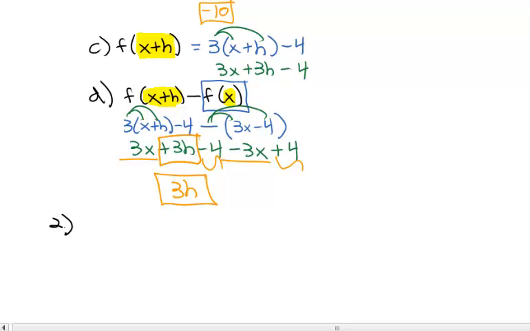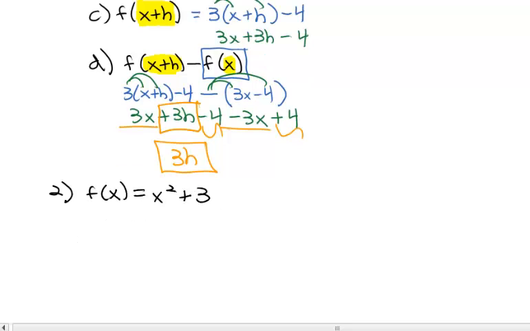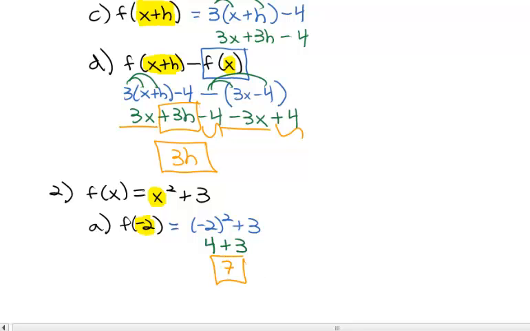Example number 2 here, we're going to consider the function f of x equals x squared plus 3. And we'll start with a number to break us in. Let's find f of 2. So notice we've got 2 in the parentheses. 2 is going to replace the variable. Actually, let's make it a little more interesting. Let's do f of negative 2. So we've got negative 2 in the parentheses, so negative 2 is going to replace the x. Negative 2 squared plus 3. Well, a negative squared, that's a positive 4 plus 3, and so the final answer is 7.